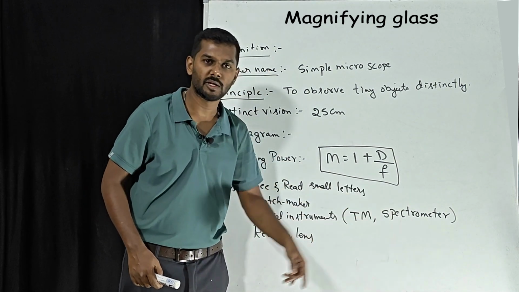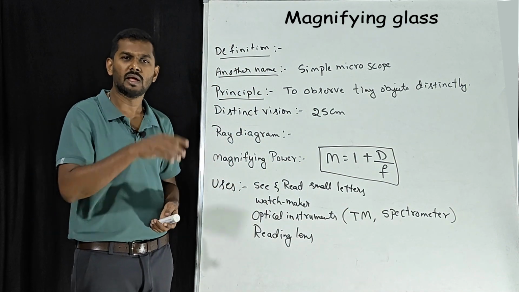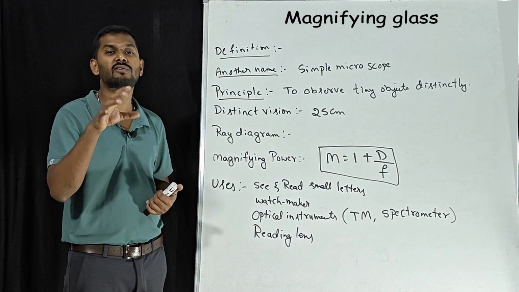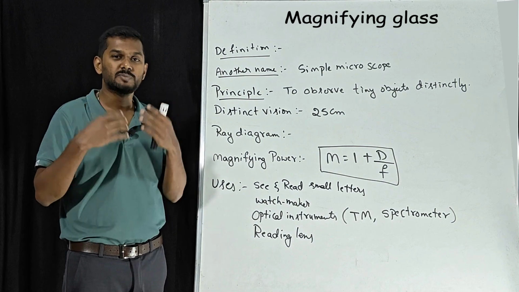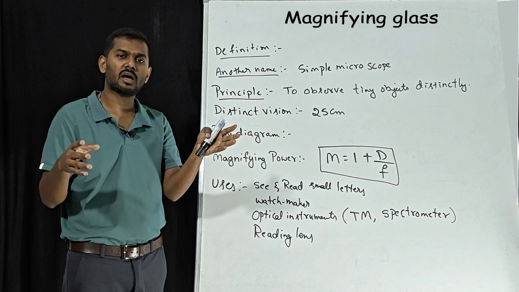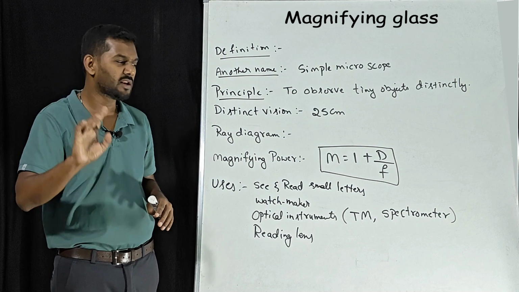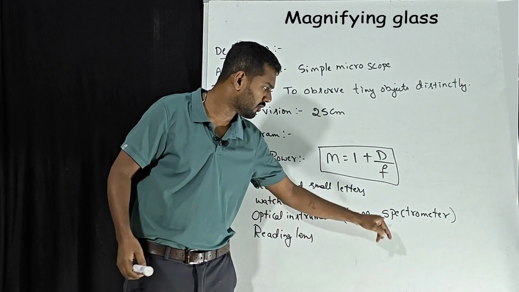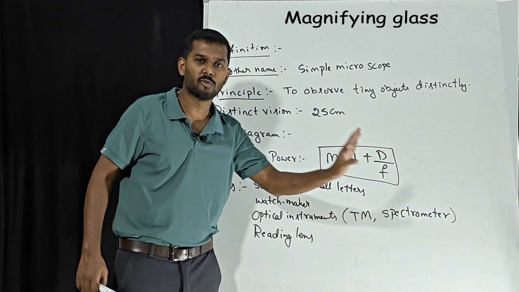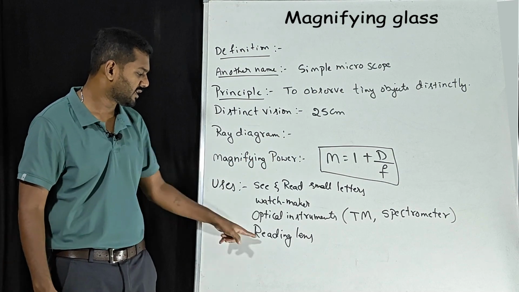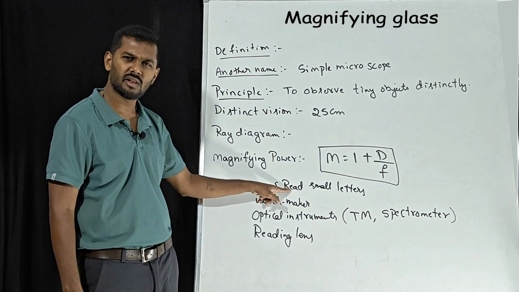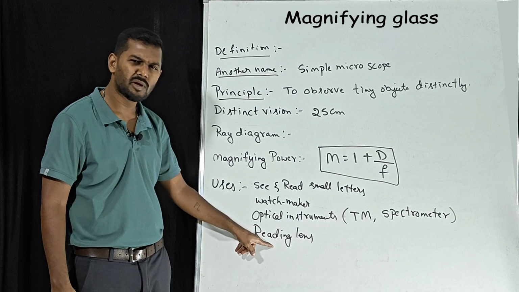Next, spectrometer. What do you mean by spectrometer? That's a device used to measure the wavelengths of different spectra. Spectrum means it's a band of colors or a band of electromagnetic radiation. That is what we are going to learn in the next chapter. So for now, you just know spectrometer. It is used in spectrometer. Next, reading lens. We have learnt it here, right? What do you mean by reading lens?